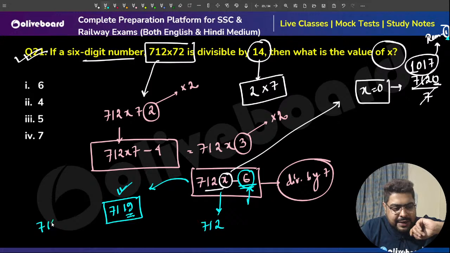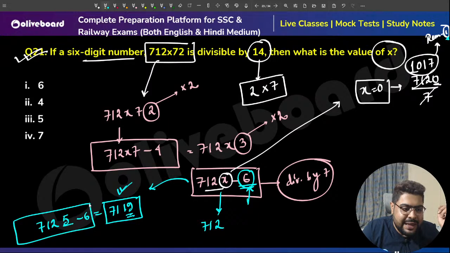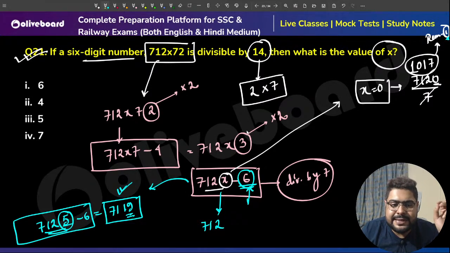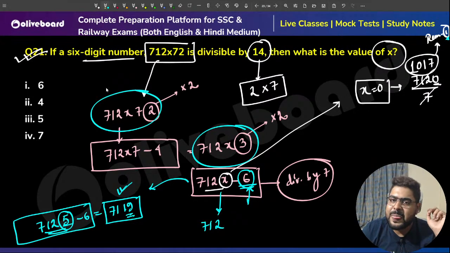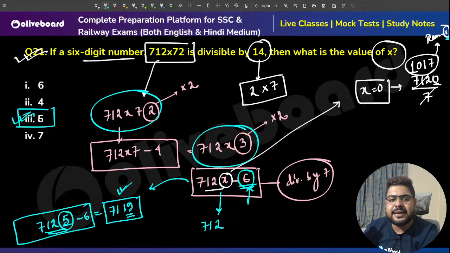What in place of this, minus 6, will give me this? Can I see if I put 5 here? 7125 minus 6 is 7119, and 7119 is divisible. That means this is divisible. So my answer to the question will be, sir, 5.